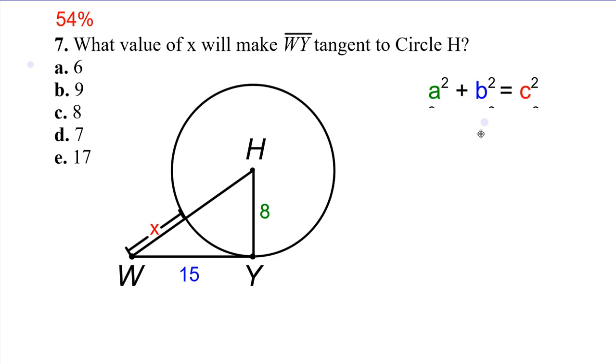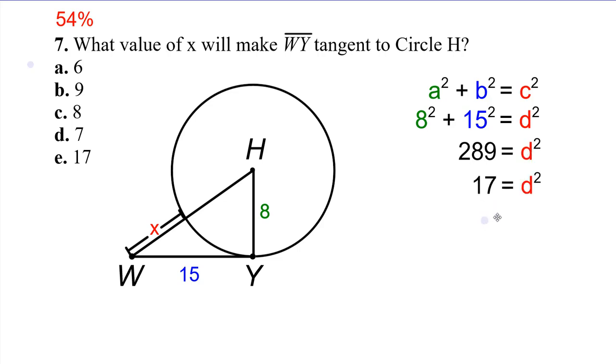So simply plug in your parts here. We have a leg of 8, another leg of 15, and we want to solve for the distance for the part there. So put that in the calculator, 8 squared plus 15 squared. We get 289, and then we can solve for d by taking the square root of that, which is going to be 17. So we know this length here is 17.